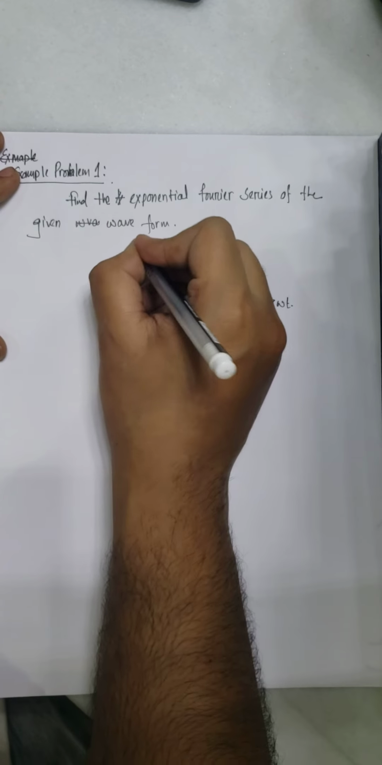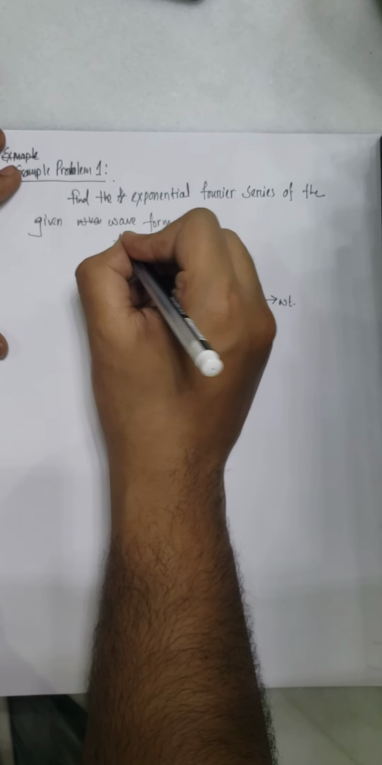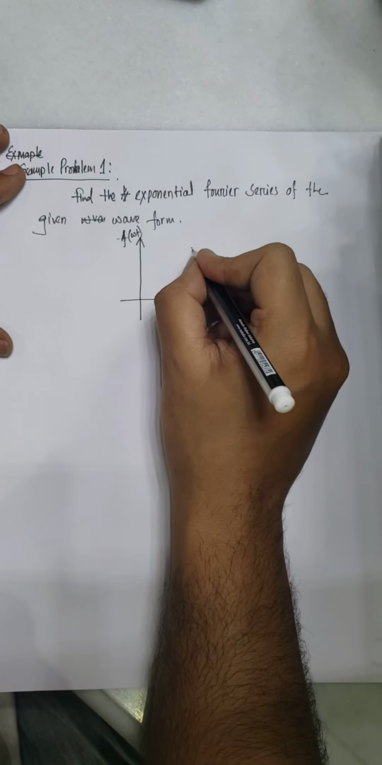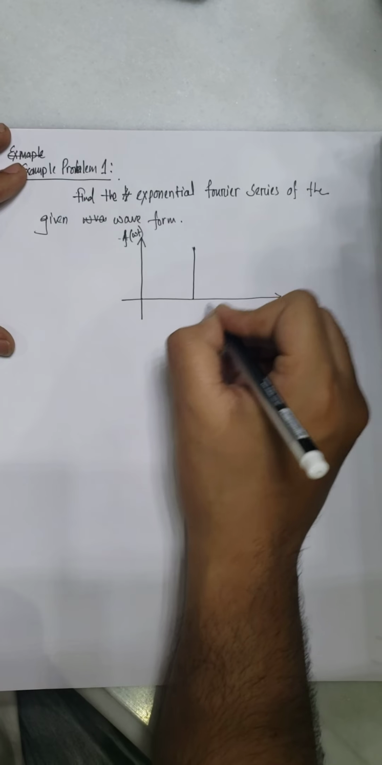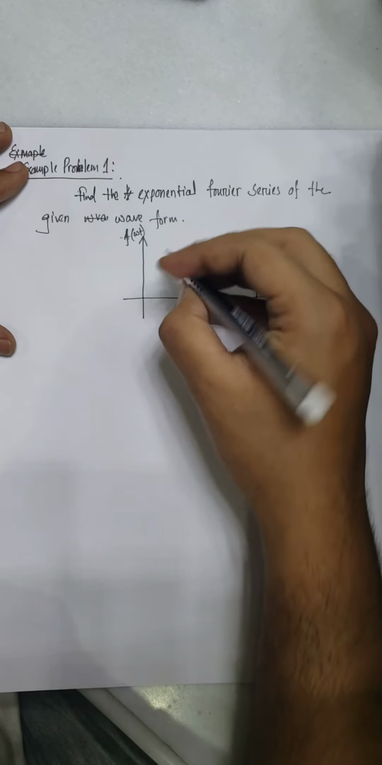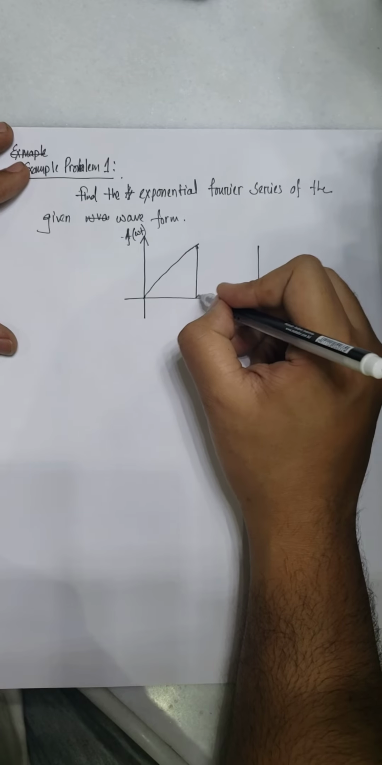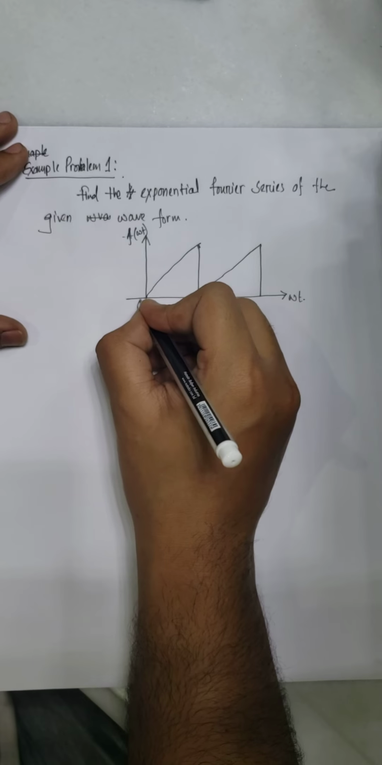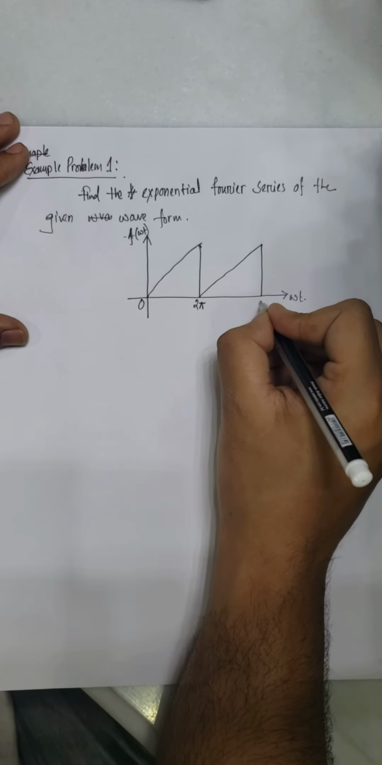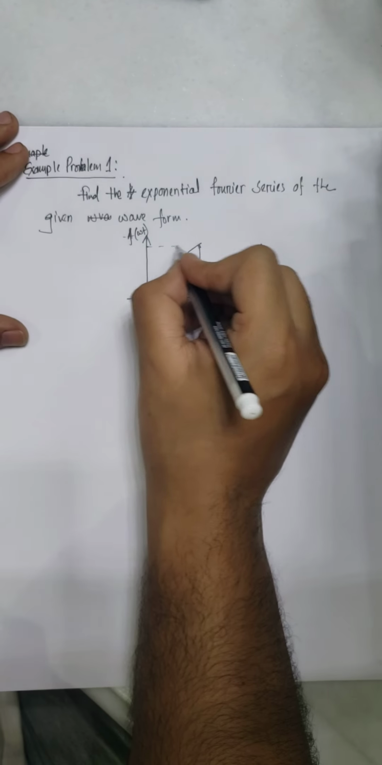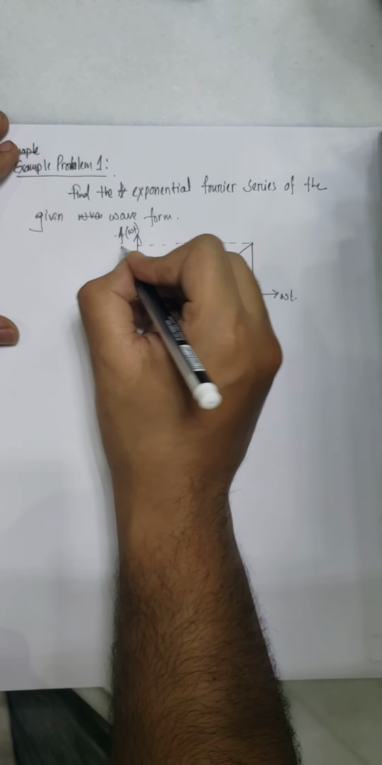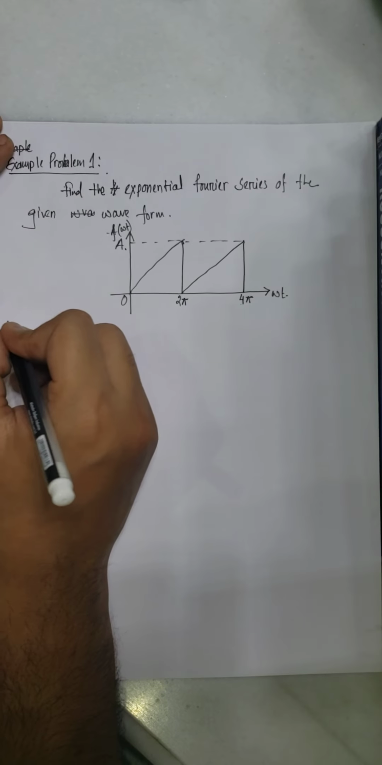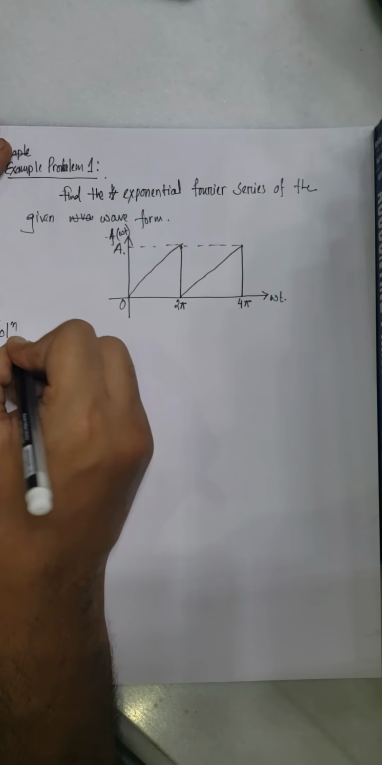This goes to omega t. This is our amplitude, or f of omega t, and pardon my drawing, it is a sawtooth waveform, starts from 0 to 2 pi and 4 pi, and the value of the amplitude throughout the signal is A. Let us come to the solution of the problem.